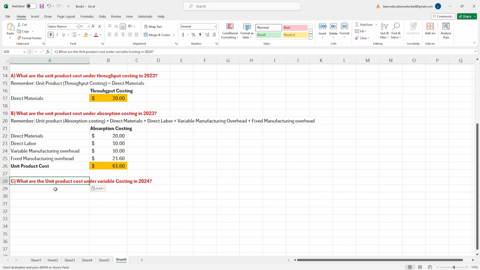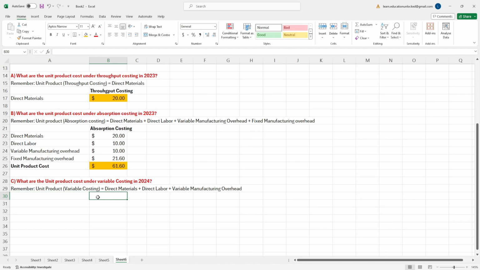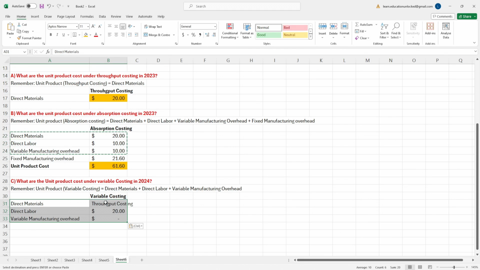So for C, what are the unit product costs under variable costing? Now we'll look at all three examples. The unit product cost for variable costing, if you remember this from the chart as well, is direct materials, direct labor, plus variable manufacturing overhead. So it's anything that varies in the production or changes through production. Variable costing. And I'll just copy this.